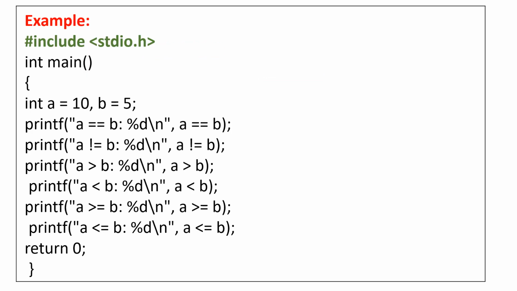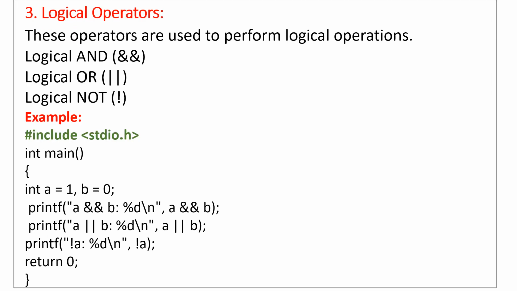In this example, all the relational operators are applied in our program. We declare the two variables a, b, a equal to 10 and b equal to 5. We declare them as integer variables, and here we perform the relational operations: a is equal to b, a not equal to b, a greater than b, a less than b, like that. We will execute all these programs using a compiler and see the result at the end. Now we will pass on to the next operator.